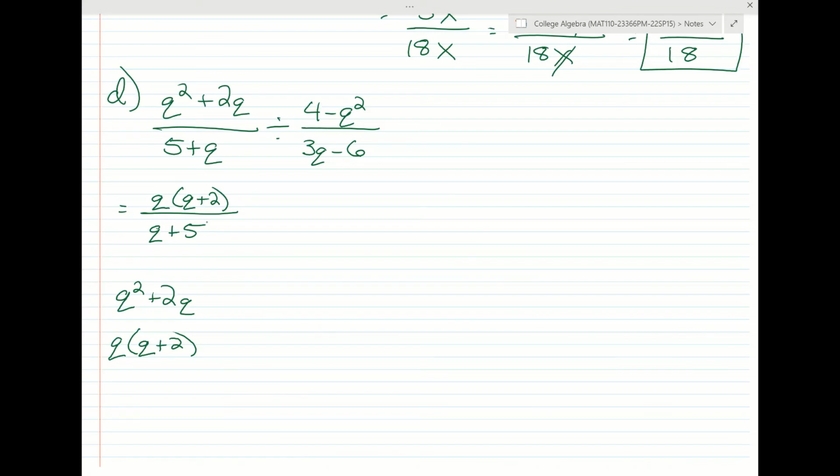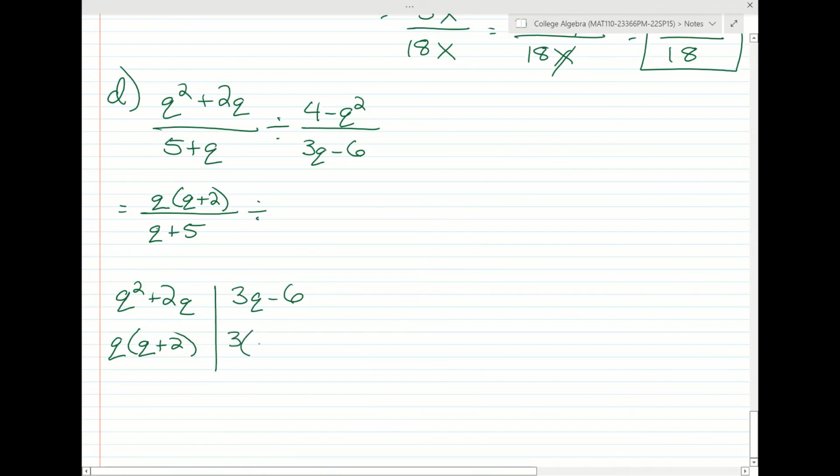All right, what about the 3q minus 6? Factor out a 3 of that, leaving q minus 2. Right? So we're taking that upper right, q minus 2 squared.